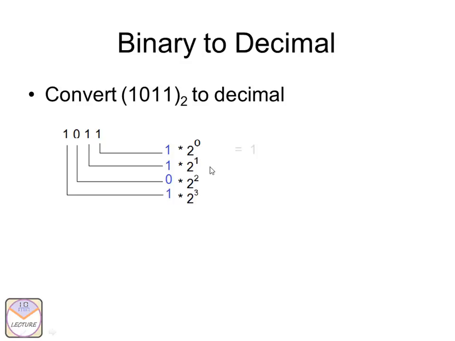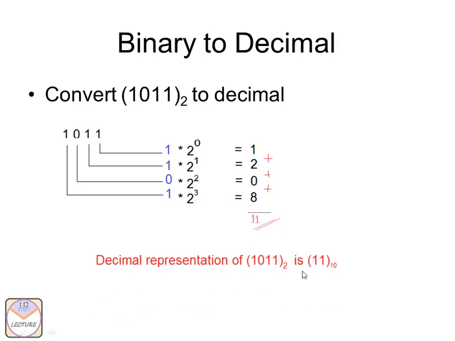Okay, so what is 2 power 0? Anything power 0 is 1. So 1 into 1 gives a result of 1. 2 power 1 is 2. 2 into 1 is 2. 2 power 2 is 4. But anything multiplied by 0 is 0, so we'll not be considering that. 2 cube is 8. 8 into 1 is 8. So what we'll be doing is just adding all these things, and the result will be our decimal, that is 11. So the decimal representation of 1011 in binary is 11.